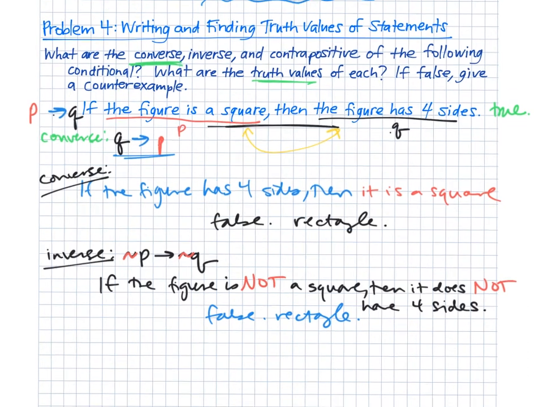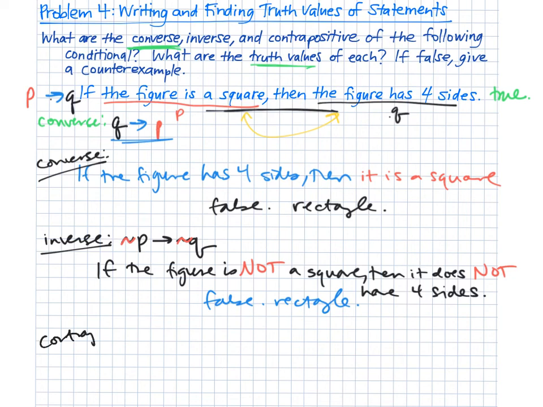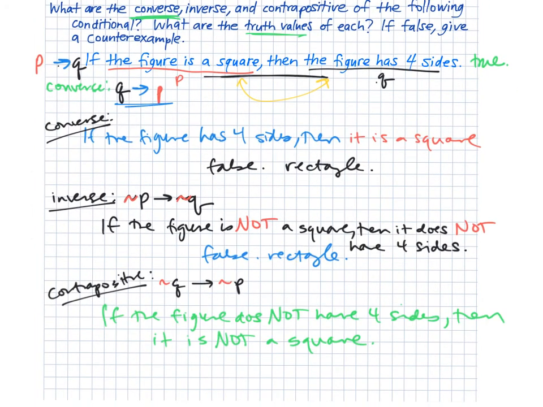Okay, and then the last one is going to be the contrapositive, and we're going to switch the Q and the P and then negate them both. Okay, so we have switched it, negated them. If the figure does not have 4 sides, then it is not a square. Because this is an equivalent statement to the original conditional, which was true, this one has to be true as well if we did it right. So let's write our truth value is true, and then let's think about it. If a figure does not have 4 sides, it's not a square. No, because squares have to have 4 sides, right? So this is true.